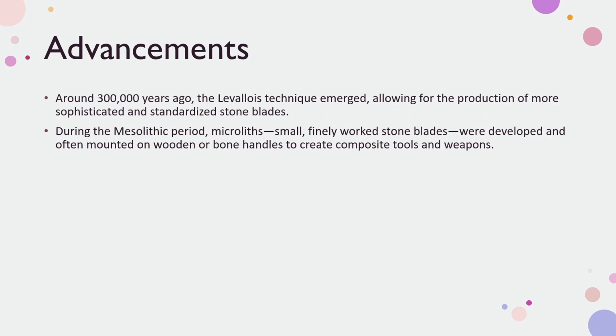Around 300,000 years ago, the Levallois technique emerged, allowing for the production of more sophisticated and standardized stone blades. During the Mesolithic period, microliths, small, finely worked stone blades, were developed and mounted on wooden or bone handles to create composite tools and weapons.